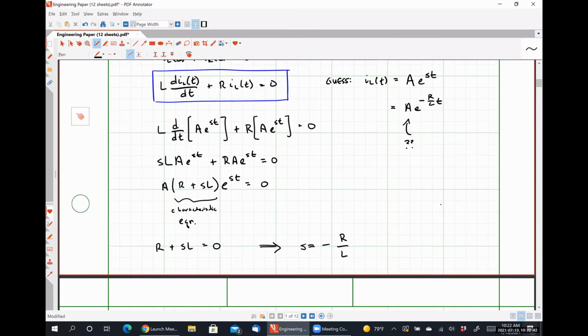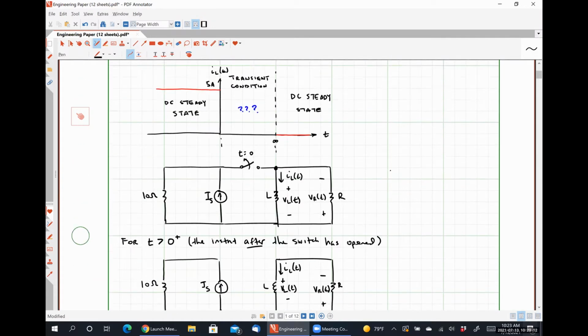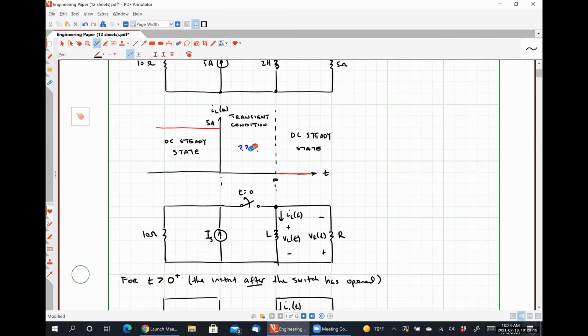So we could say in general, A will really just be whatever IL at 0 minus is. And then we also have that exponential term there, because this constraint right here is forcing our inductor current to be continuous, all right? So let me scroll up here again and erase this guy right here.